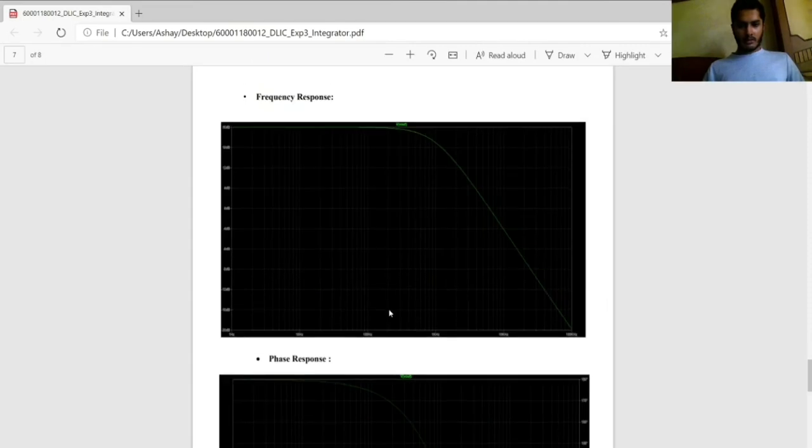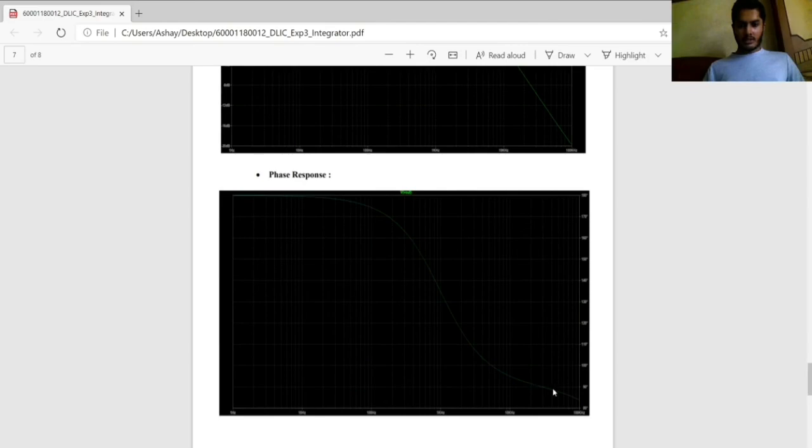And this is the frequency response and the phase response as we saw in the simulation.